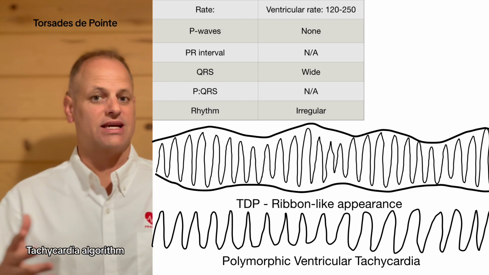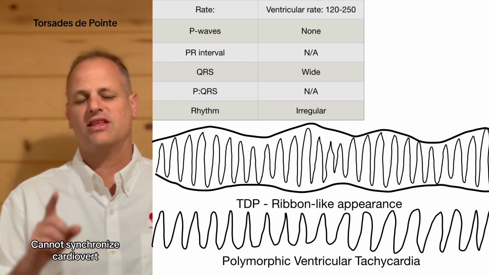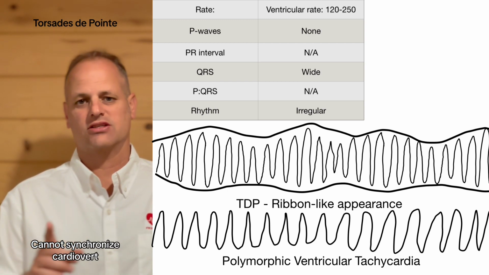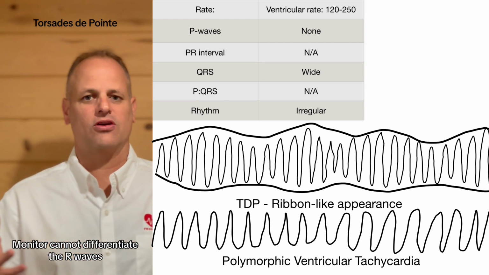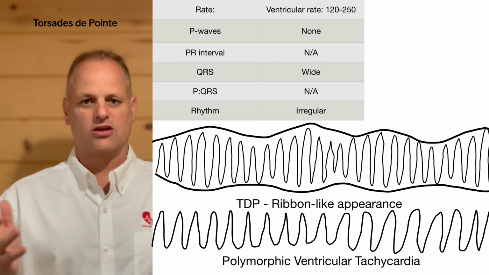Now, of course, the second algorithm that it's in is the tachycardia algorithm. This is the one rhythm that you cannot synchronize cardiovert because the monitor cannot differentiate the R waves due to the bizarre looking QRSs.